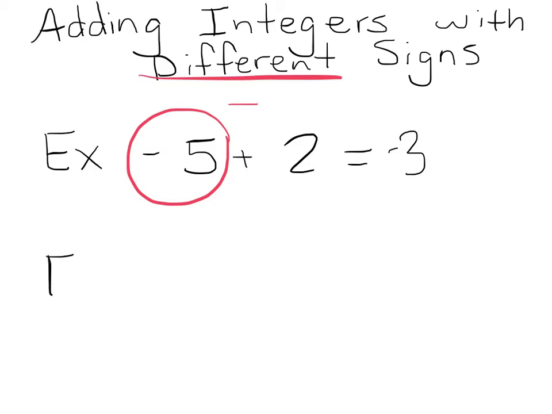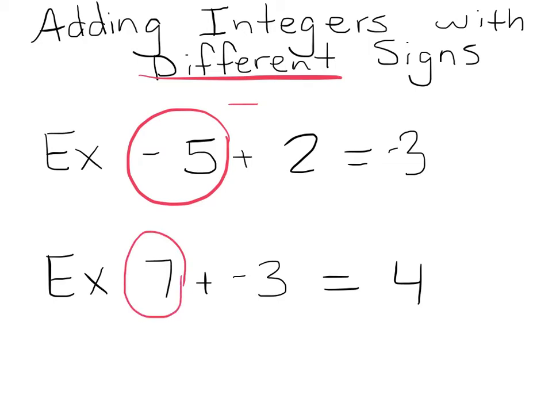Let's look at another example. 7 plus a -3. Notice here that I have a +7 and a -3, so I'm adding two integers that have different signs. That means that I'm going to subtract. 7 minus 3 gives me 4. Now, how do I know if 4 is going to be positive or negative? Well, I look at my problem and I see that 7 is larger than 3 and 7 is positive, so I know my answer is going to be positive.